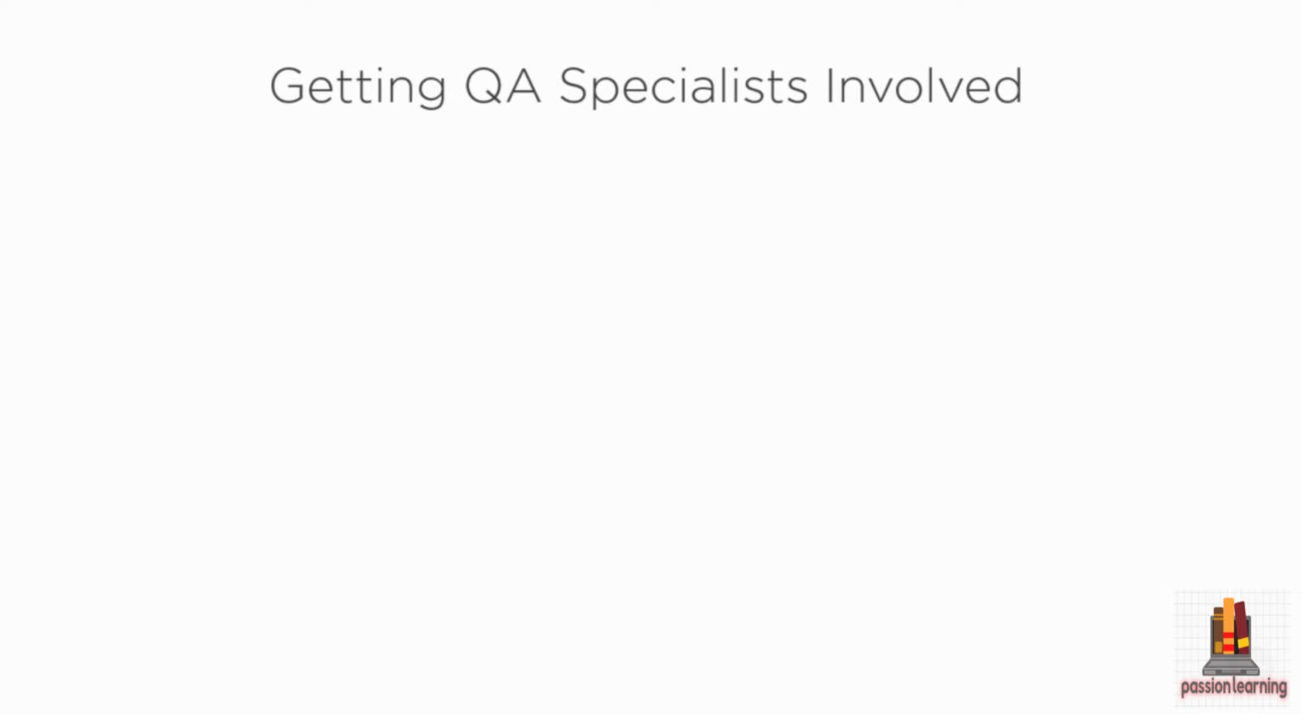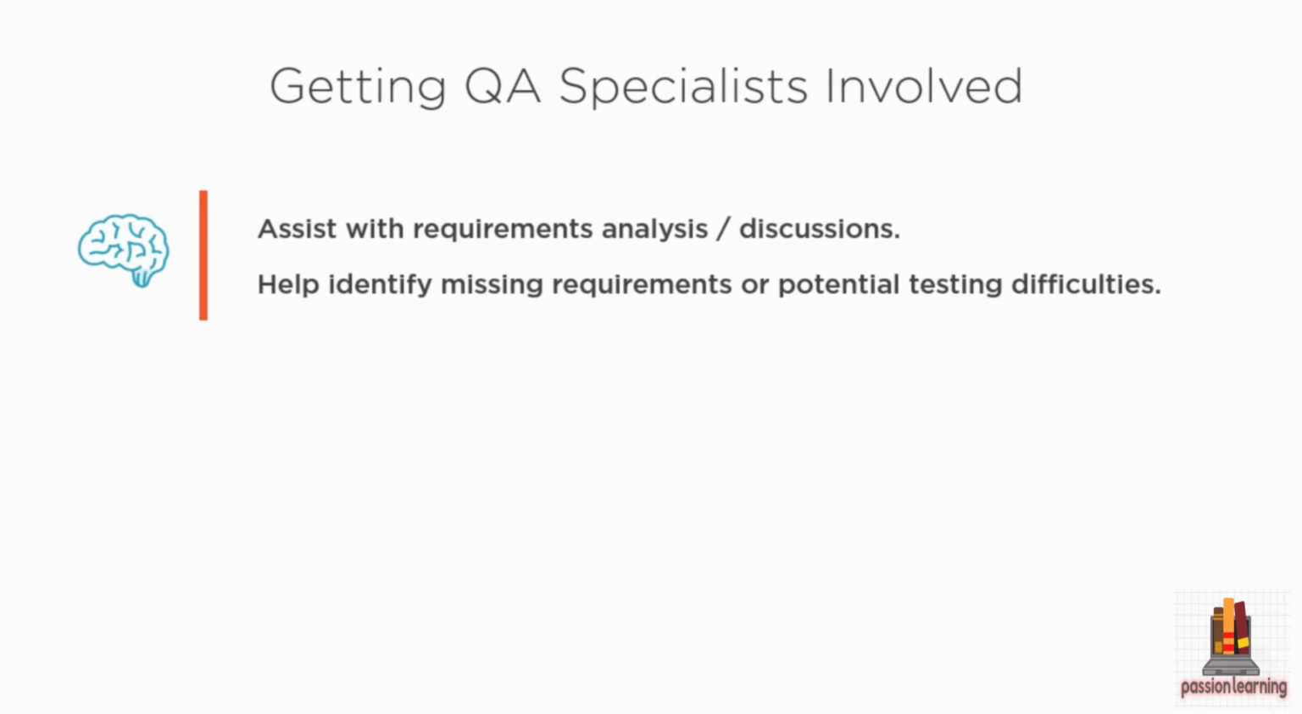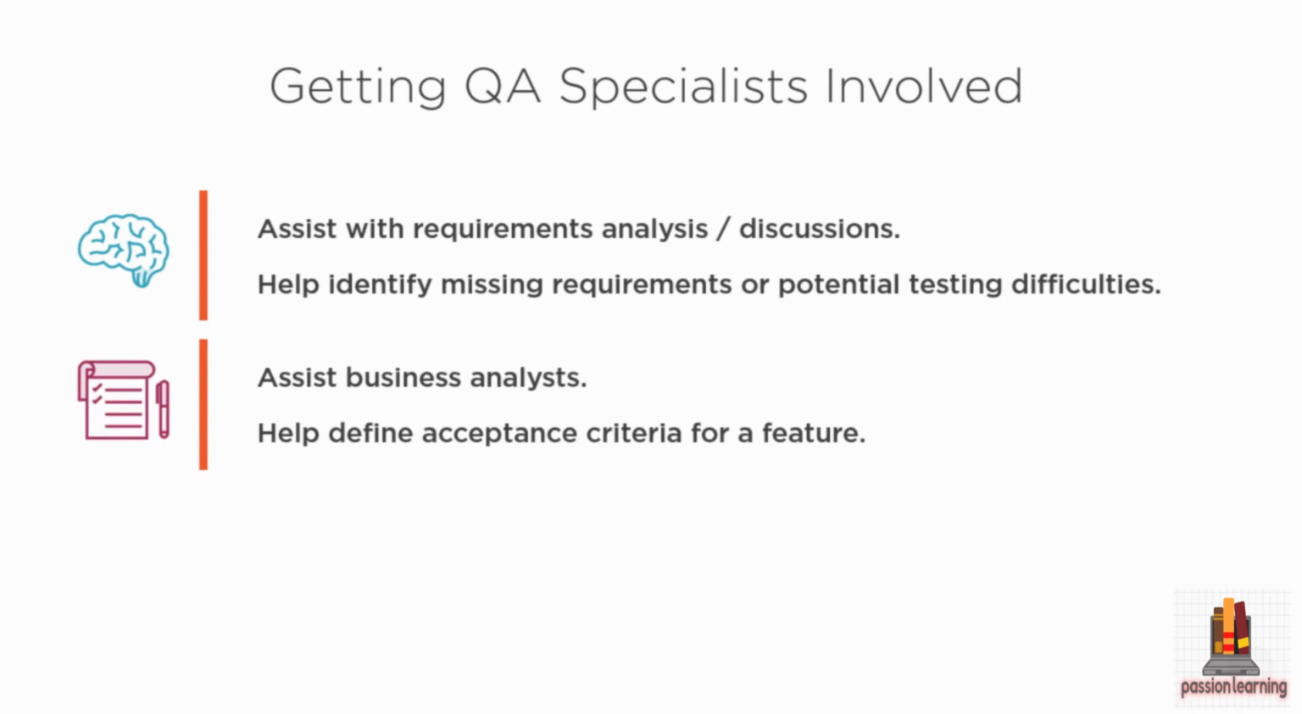Our QA specialists can add value throughout the project lifecycle, not just in the testing phase. For example, they can assist with requirements analysis and take part in discussions. They may be able to help identify missing requirements or potential testing difficulties with the features that are being proposed. QA specialists can also assist the business analysts, for example, helping the BAs to define the acceptance criteria for a feature that's going to be developed.